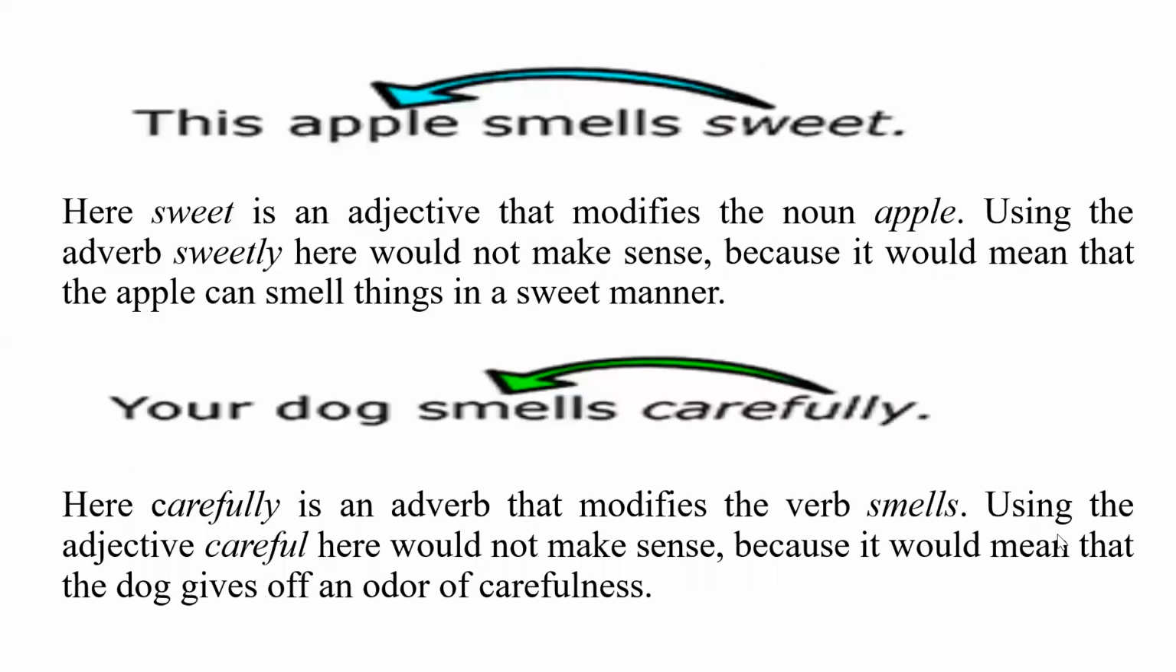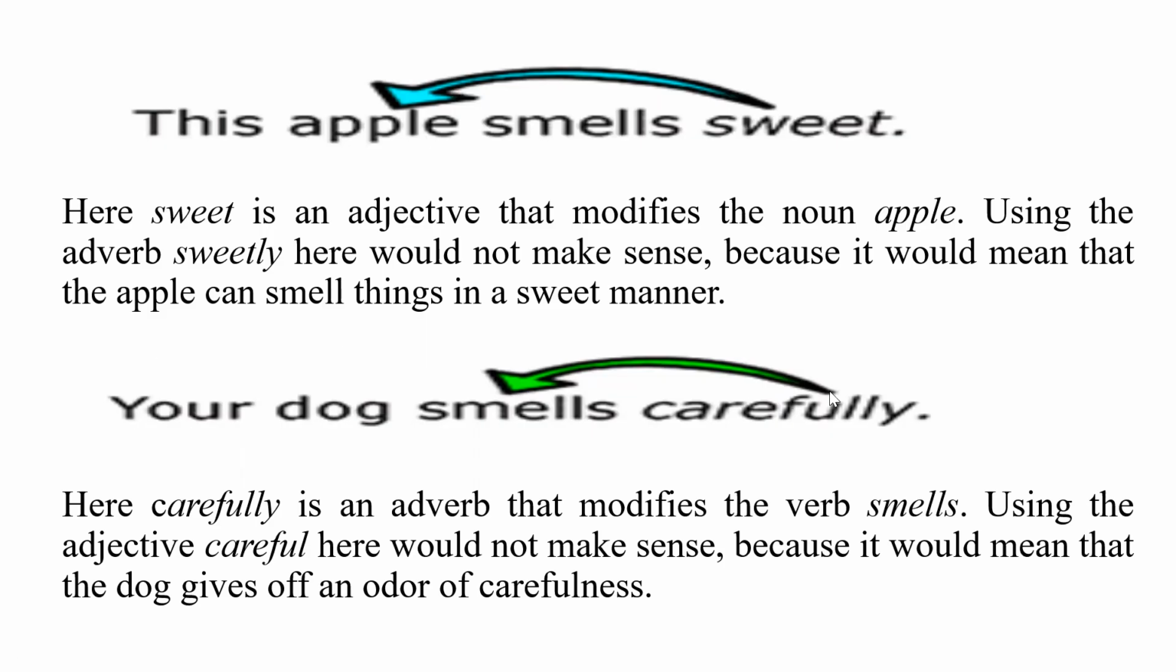So, again, if the word modifies the subject, you should use an adjective. If the word modifies the verb, you should use an adverb. All right, let's see an example. This apple smells sweet. What smells sweet? The apple. So this word modifies the subject, so we use an adjective. Here, sweet is an adjective that modifies the noun apple. Using the adverb sweetly here would not make sense because it would mean that the apple can smell things in a sweet manner.